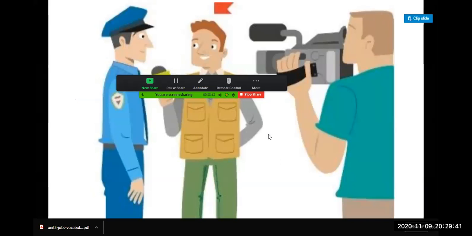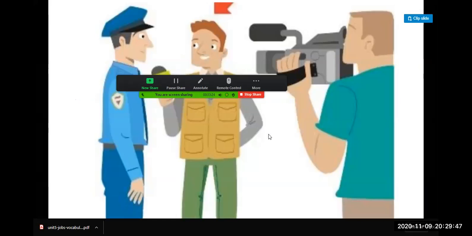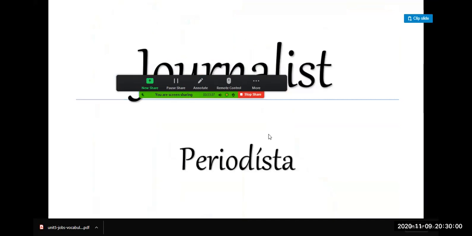Periodista. Police officer. Okay. Hay dos posibles respuestas aquí. Si es reportero, diríamos reporter. Si es periodista, ya como más de escritorio, se llama journalist. Esa es la diferencia.